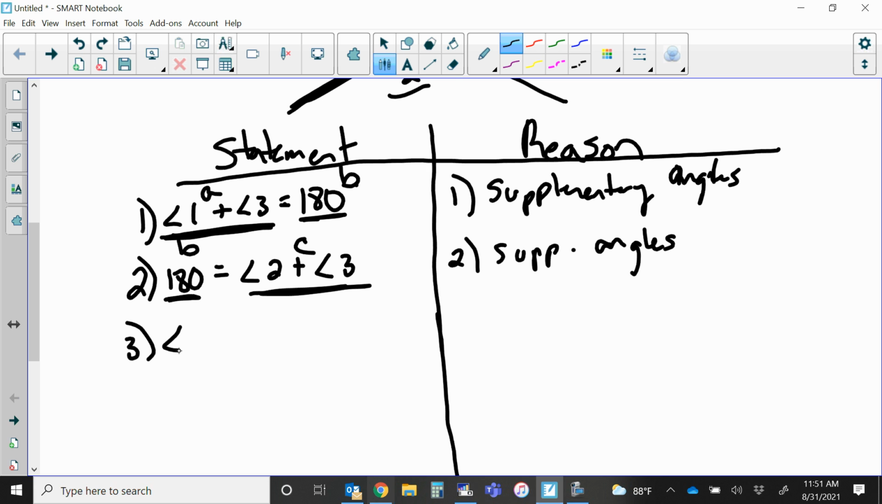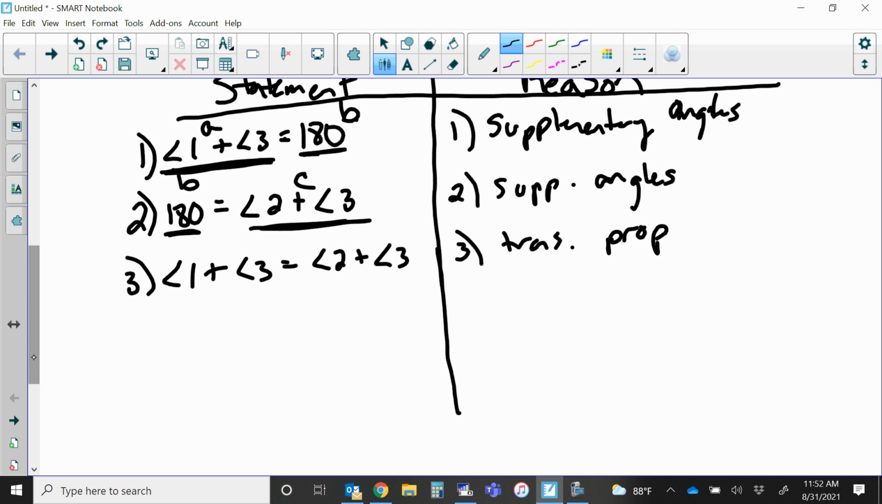Angle. What is A represented up there as? Angle 1 plus angle 3 equals what? Angle 2 plus, very good. And what's my reasoning? The transitive property. This is your welcome to proofs. This is your first one that you're ever seeing. Is it kind of making sense to you?